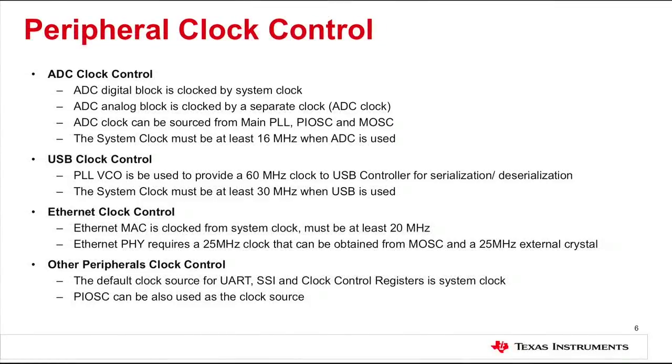The clock to other key peripherals can also be obtained from different clock sources. For example, ADC clock can be sourced from main PLL or precision internal oscillator and main oscillator. Keep in mind, however, that the system clock must be at least 16 MHz while using the ADC. Likewise, the system clock must be at least 30 MHz while using the USB module. Another important point to note is that the system clock must be at least 20 MHz while using Ethernet MAC. If you are using integrated PHY, please make sure that you have a 25 MHz clock source connected to the main oscillator. The clocking mechanism on TM4C129X devices has been designed while keeping your end application in mind.